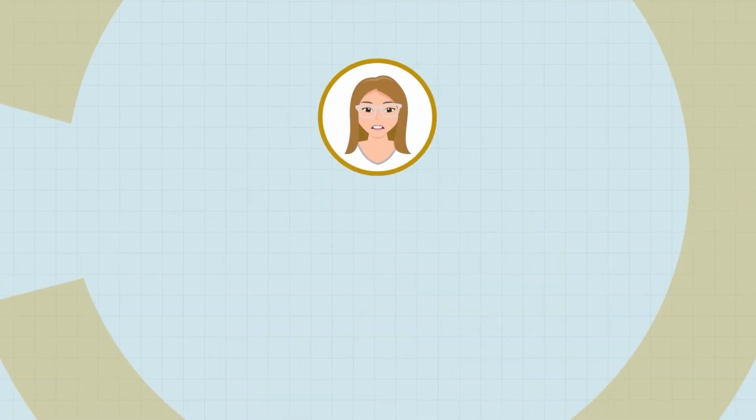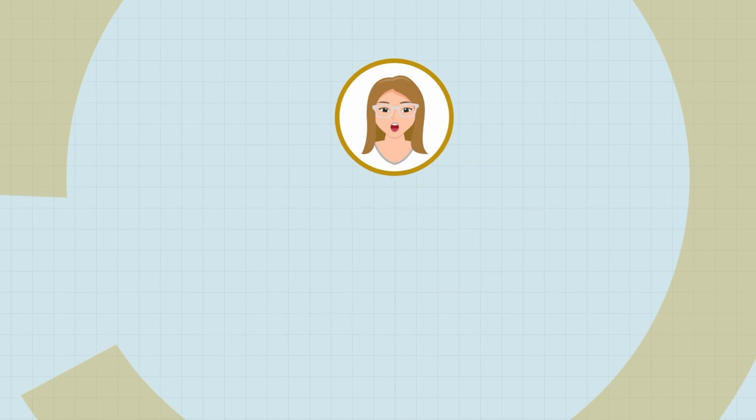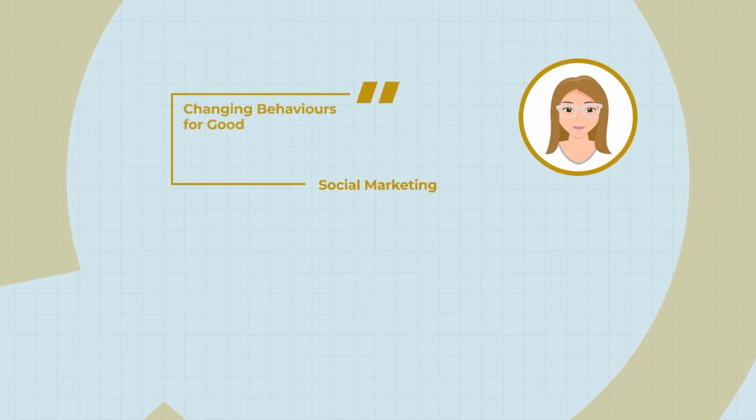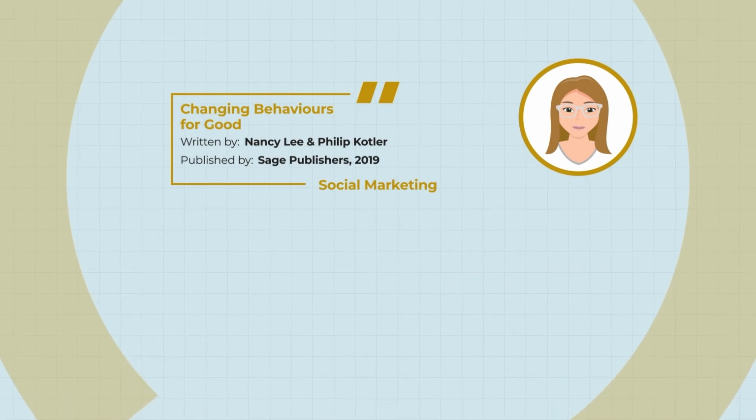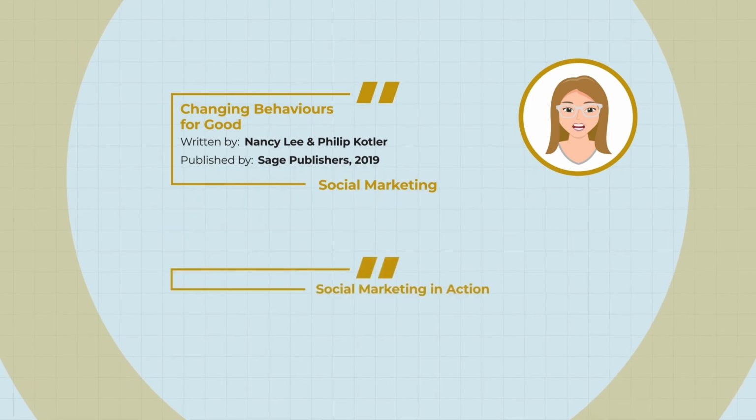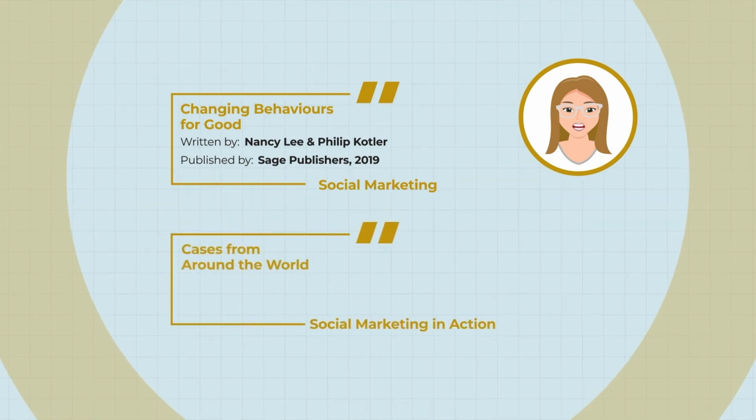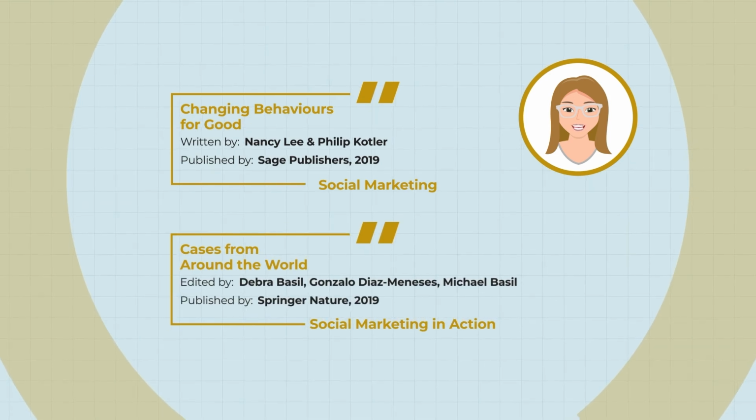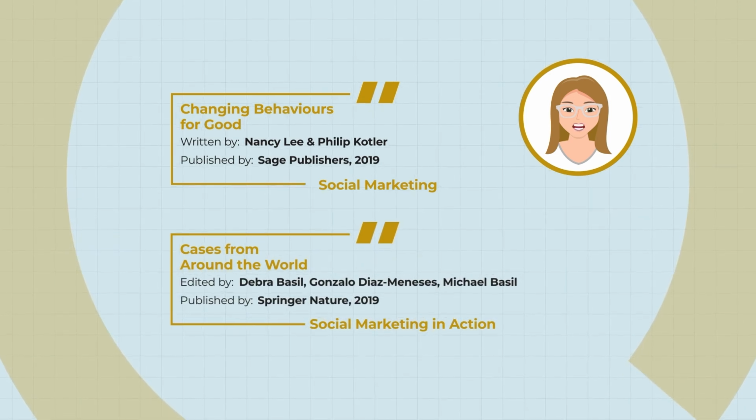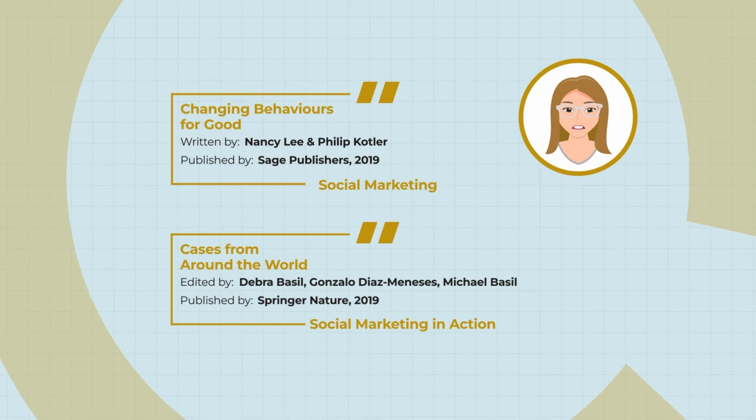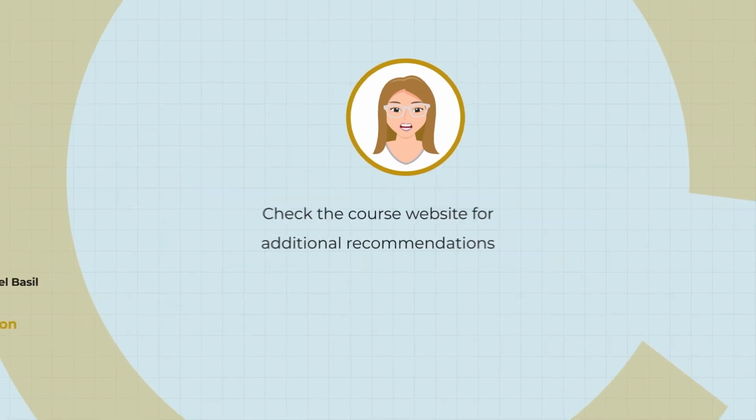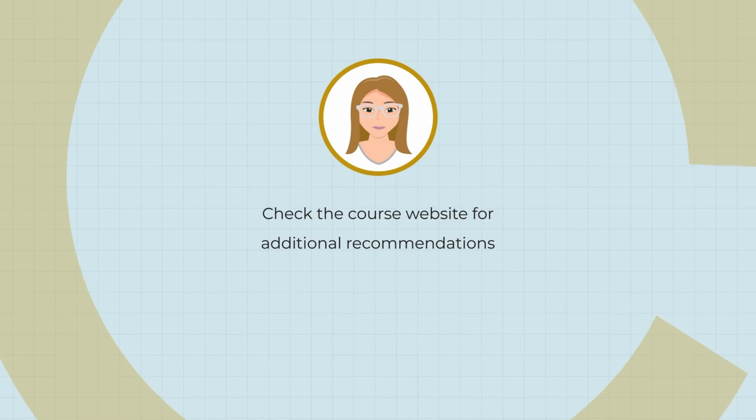If you're looking to dive deeper into social marketing, I highly recommend checking out the book Social Marketing: Changing Behaviors for Good by Nancy Lee and Philip Kotler. It's packed with insights and real-world examples. Also, take a look at Social Marketing in Action: Cases from Around the World, edited by Deborah Basil, Gonzalo Diaz-Meneses, and Michael Basil. Both of these books go into way more detail than we could cover here, and they're fantastic resources to have on your shelf. And check the course website for additional recommendations.